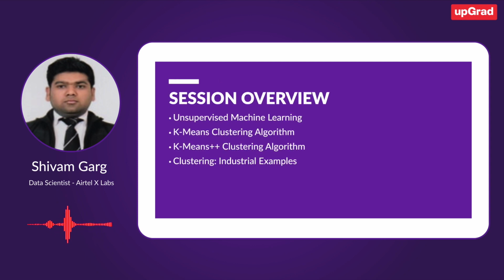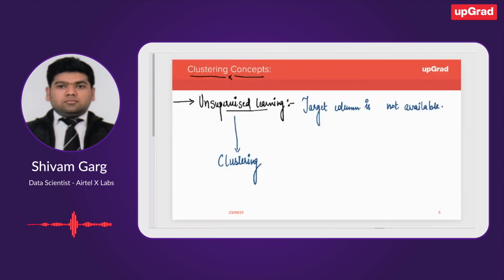Today we'll be starting with what is unsupervised learning. Then we talk about the k-means clustering algorithm. Then we talk about k-means plus plus clustering algorithm. And then if the time allows, we'll go to the hierarchical clustering as well. Okay. So first of all, let's understand what is unsupervised learning, correct? And how it is related to clustering.